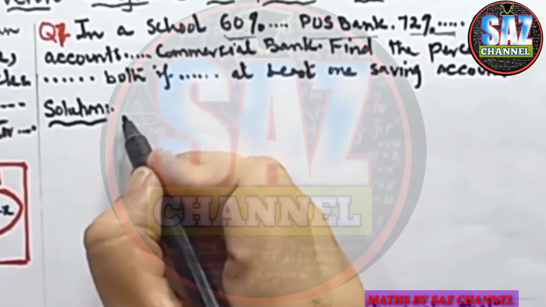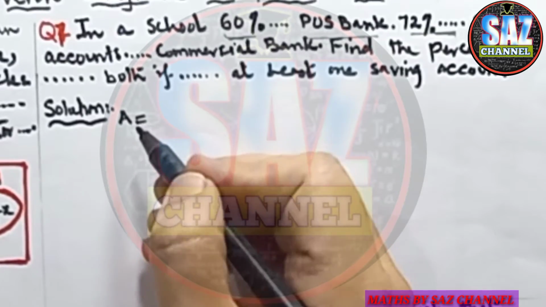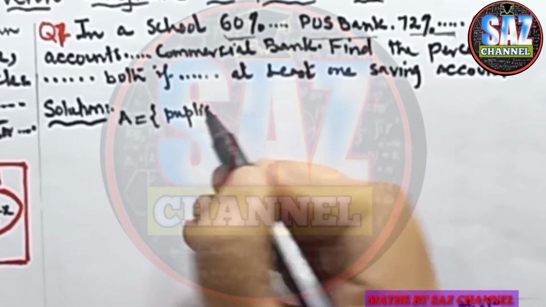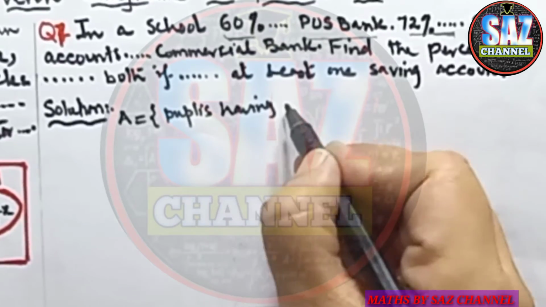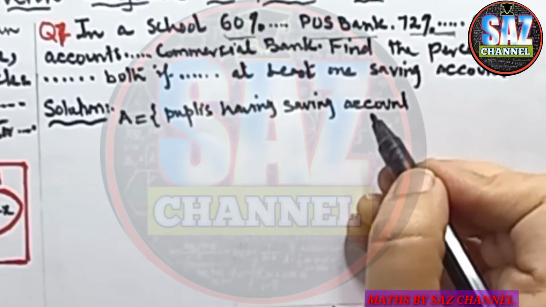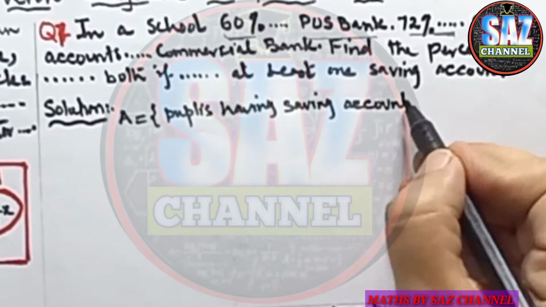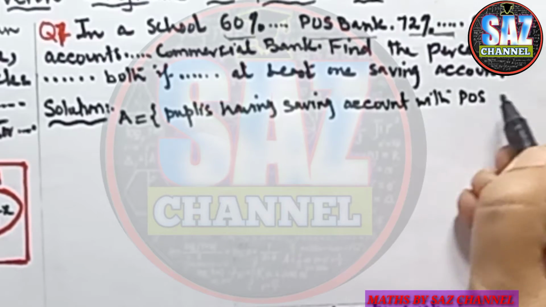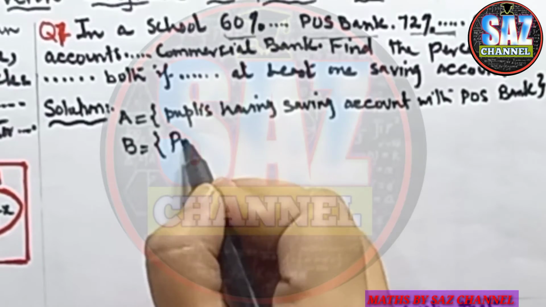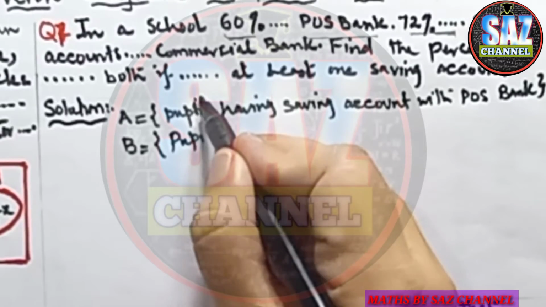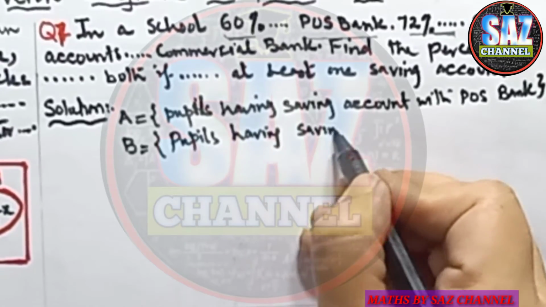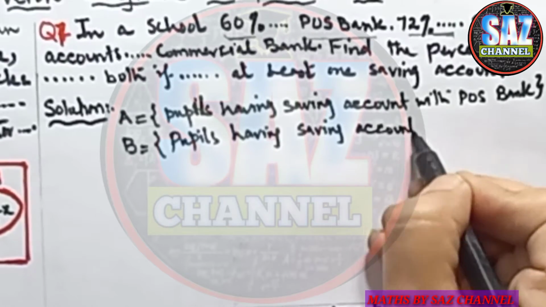For this question, we can suppose that A are the pupils having saving account with POS bank, and B are the pupils having saving account with commercial bank.